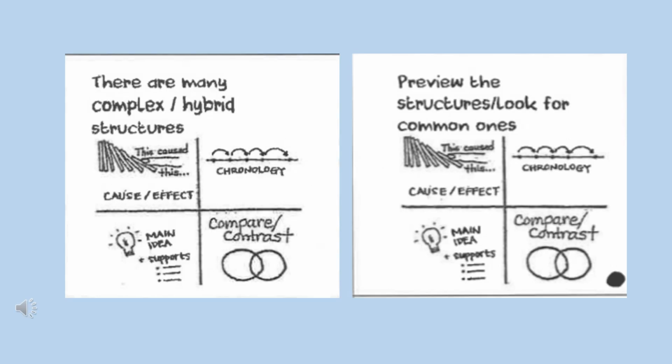One way a text becomes more complex is if it uses a hybrid text structure, meaning more than one text structure is used in the piece. What you can do is preview the structures. Look for the common ones that you already know. It can help just to know that the author is using different ones for different reasons.